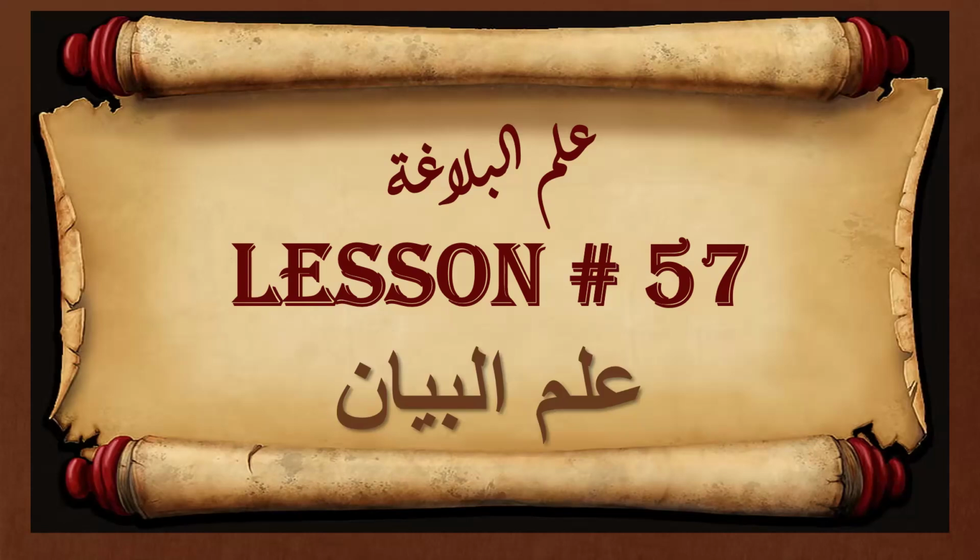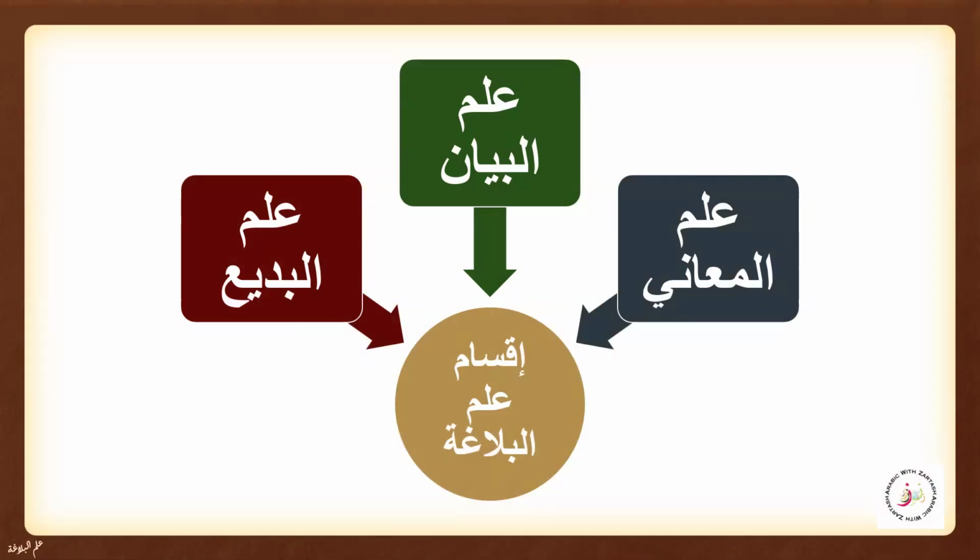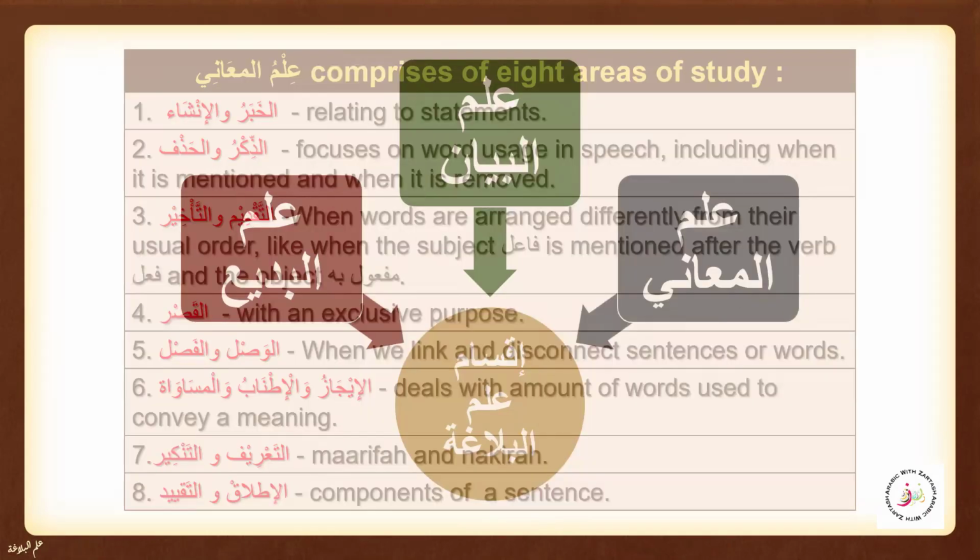Welcome to lesson number 57 of Ilm al-Balagha. Alhamdulillahi Rabbil Alameen. We have started with Ilm al-Bayan, and in all our previous sessions, we have explored the topic of tashbih. As we know, in Ilm al-Balagha, we have been learning about Ilm al-Ma'ani, Ilm al-Bayan, and Ilm al-Badi. Alhamdulillah, we have completed Ilm al-Ma'ani. We started with Ilm al-Bayan.